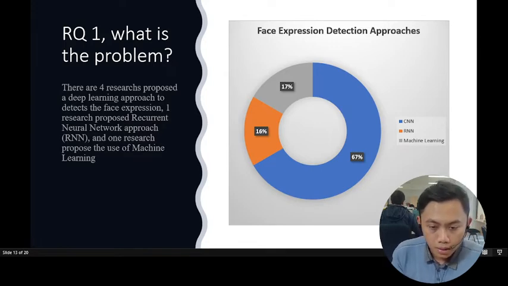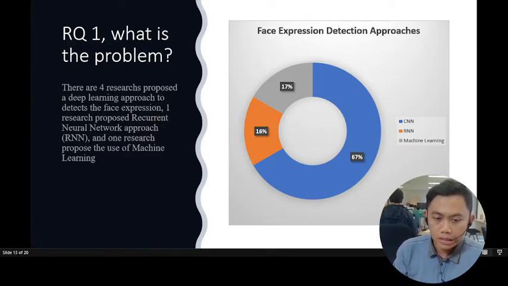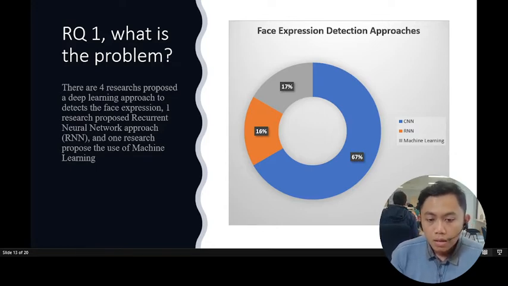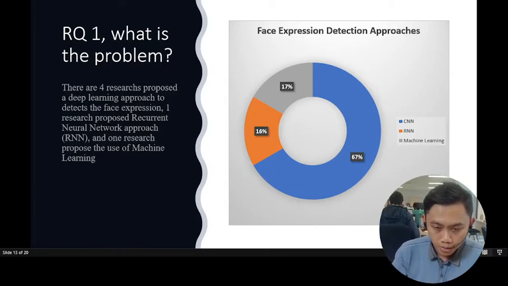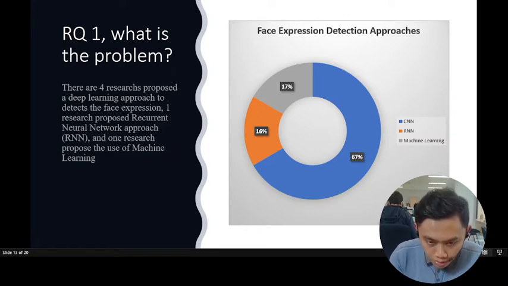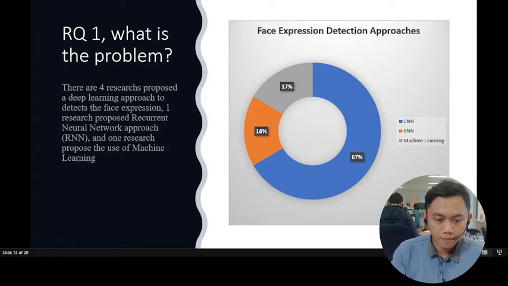So we got a diagram here that shows the face expression detection approaches. Most of them are using the CNN method, followed by machine learning, and the last is the RNN, or recurrent neural networks. So we have concluded here that CNN is the most used method in this research, especially for expressions detection.